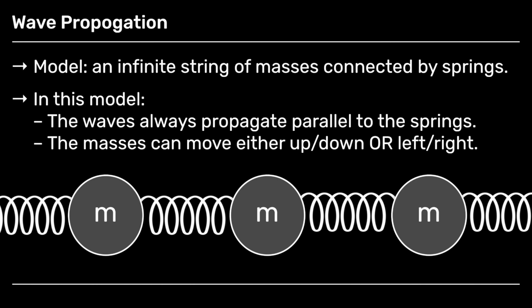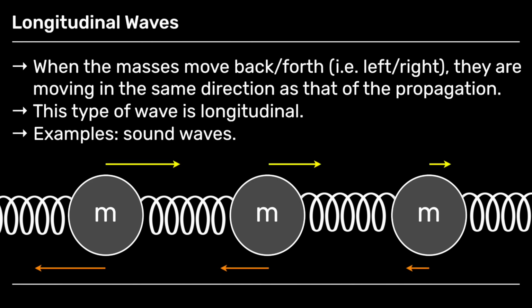Now, waves always propagate parallel to the springs in this model. The masses themselves can move either up and down or left and right as they vibrate. When the masses move back and forth in the left-right direction, this is the same direction as that of the propagation. The wave is said to be longitudinal. A good example of a longitudinal wave is a sound wave in the air.